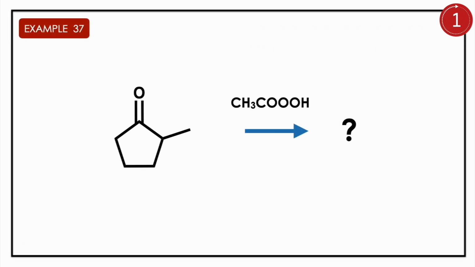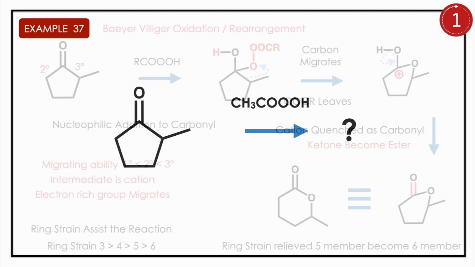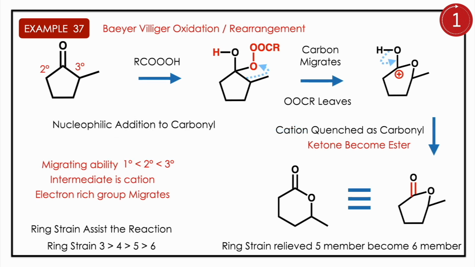Then the next example. Here you have cyclopentanone. At the second position you have a methyl group. You are using the peracid. You should find what will be the final product. Here you have a carbonyl and you are using the peracid, so you have the chances of Baeyer-Villiger oxidation.